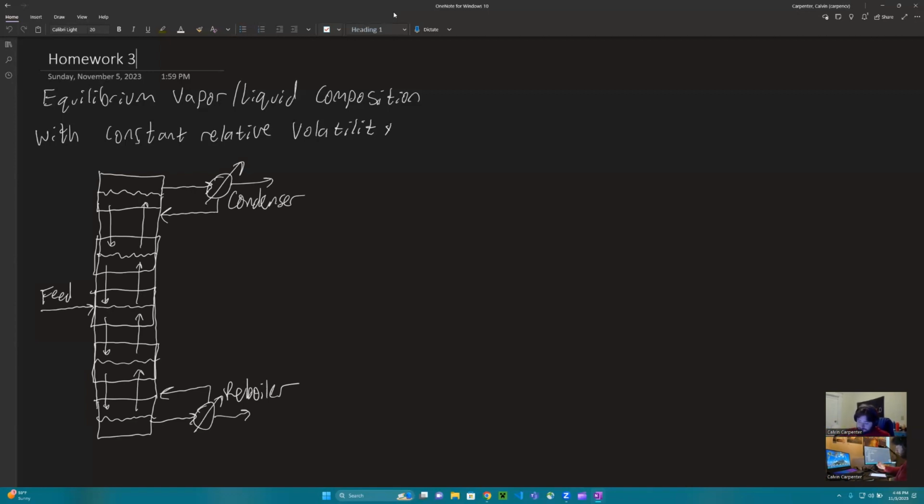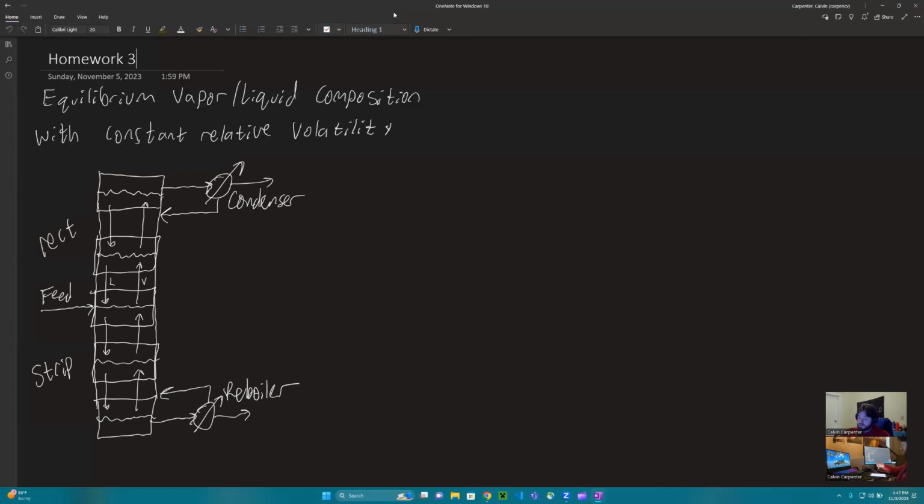Basically, you have a feed and you're trying to separate components, and you have an equilibrium of vapor and liquid inside of this column. With these arrows, vapor is rising to the top and liquid's falling to the bottom. So you have stripping and rectifying. Basically the liquid is pulling components out of the vapor, and then the vapor is pulling components out of the liquid.